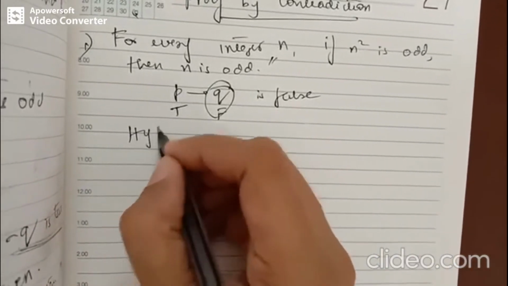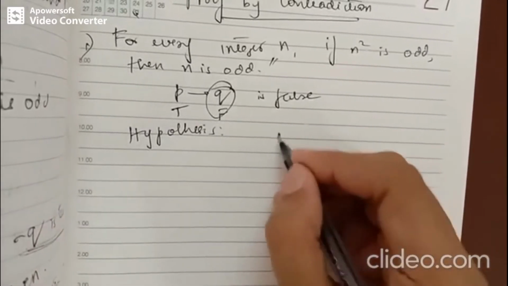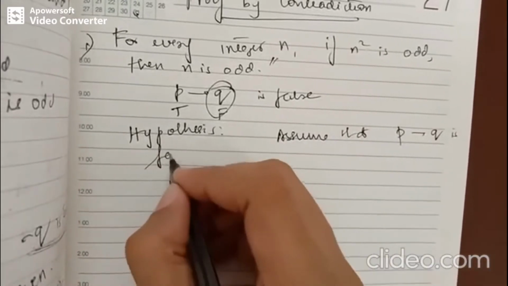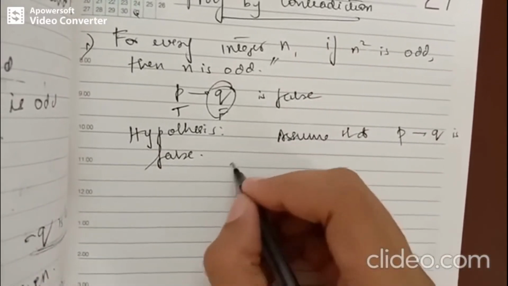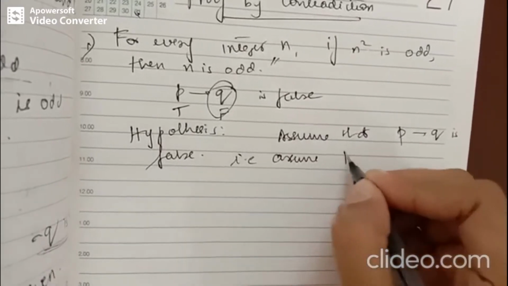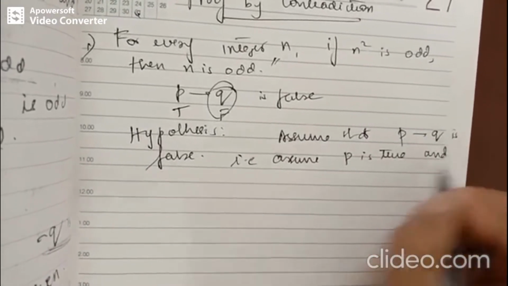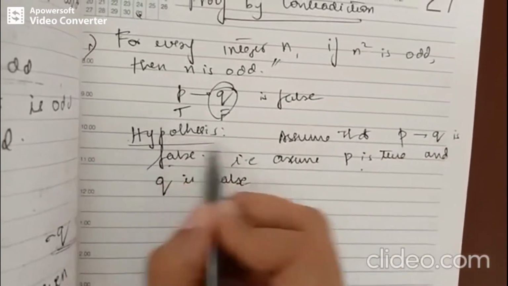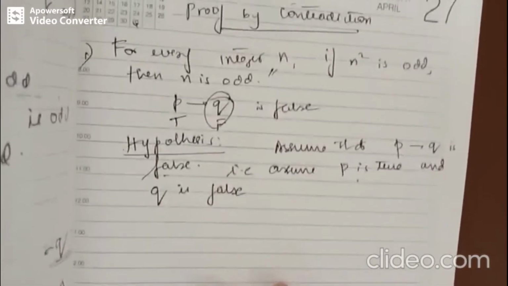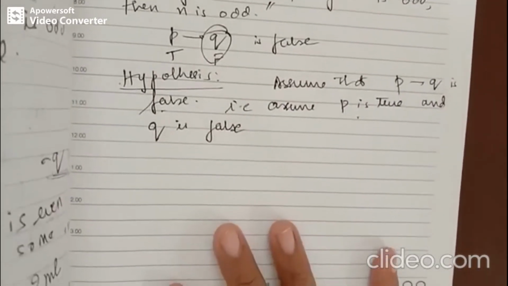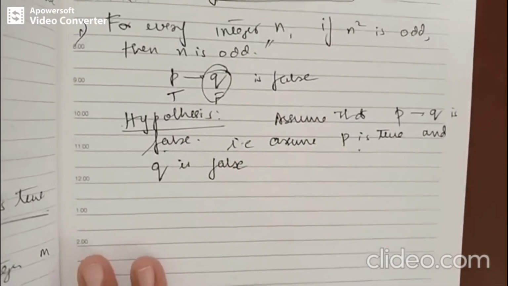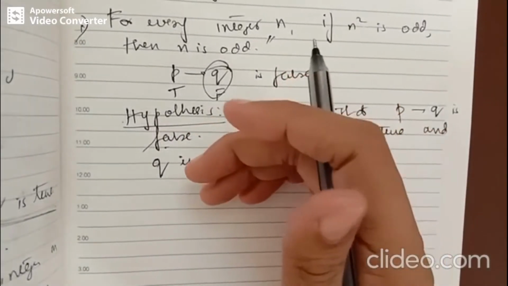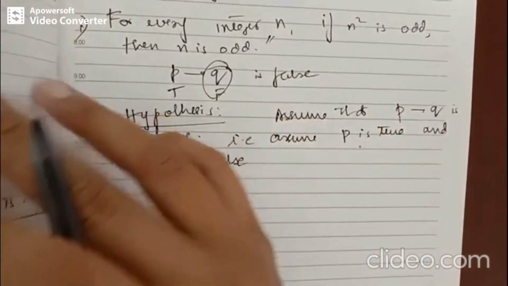So what will be our hypothesis? The hypothesis is to assume that P implies Q is false. That is, assume P is true and Q is false. If P implies Q has to be false, P should be true and Q has to be false, is it not? Here we are discussing proof by contradiction. Based on the question, we have written what is the hypothesis. So let's translate this to the form that is required.